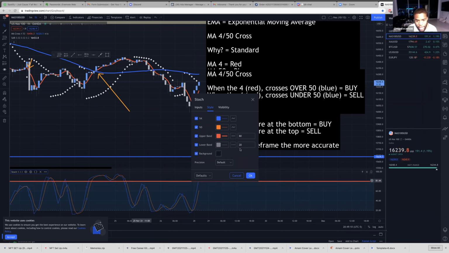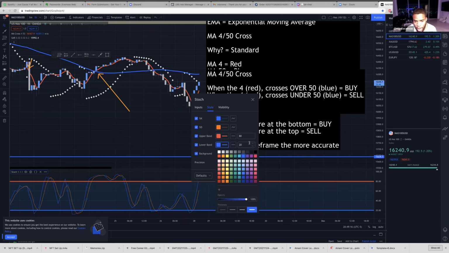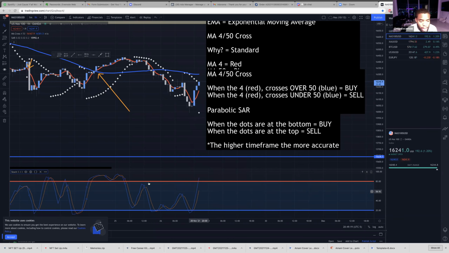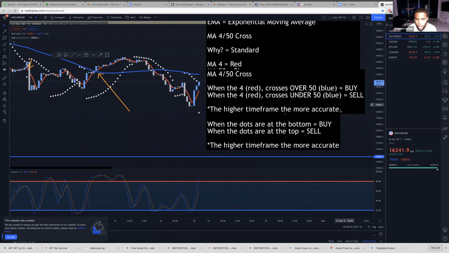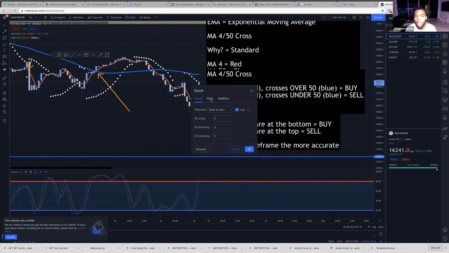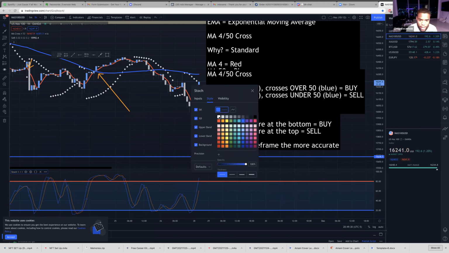So I put a red line at the top, obviously indicating a sell, and then a blue line at the bottom, obviously indicating a buy. 20% and 80% is personally what I like. So you see we have multiple colors here. It does not matter, guys. Colors are colors, but for the sake of it, I do like to keep it pretty synonymous.